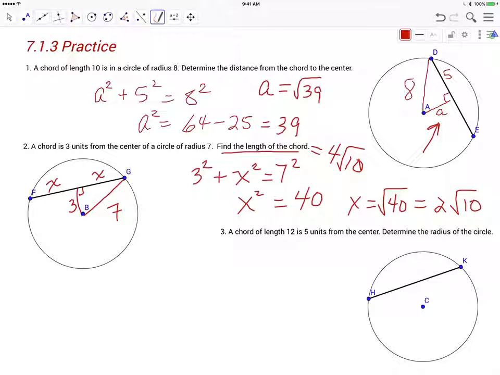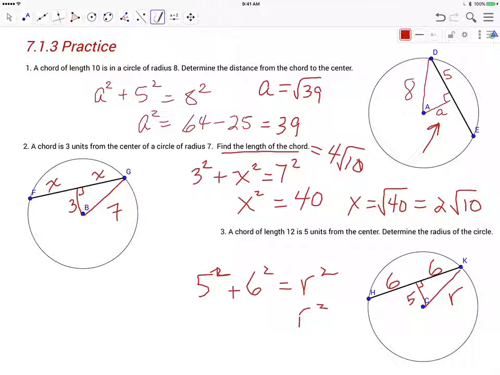And the last one, a chord of length 12 is 5 units from the center. We've got 5. Here's a chord of length 12, so each of these is 6. Determine the radius of the circle, R. And so again, the right triangle, 5 squared plus 6 squared is equal to R squared.